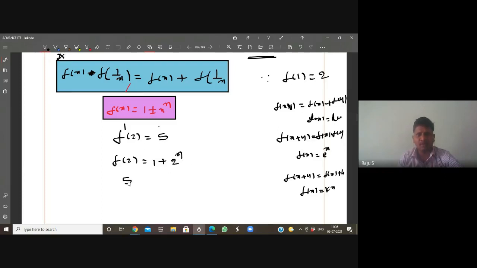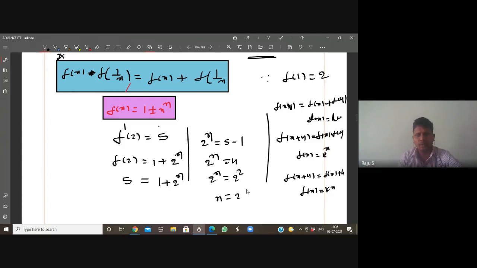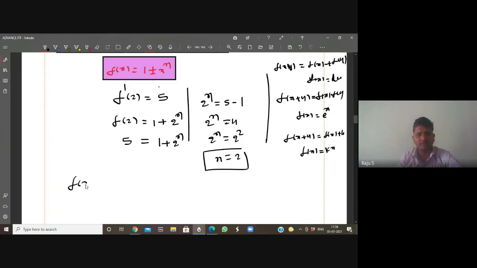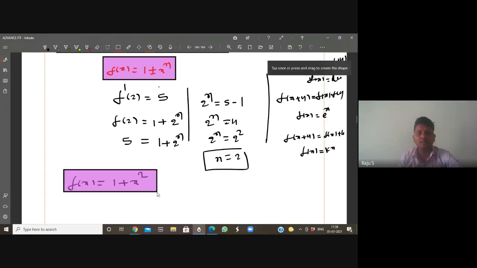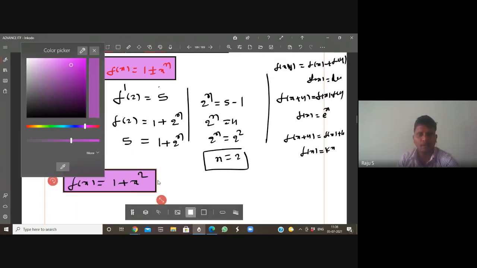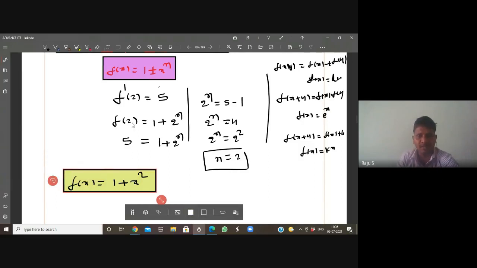f of 2 value is already given as 5, so 1 plus 2 power n is 5. So what is the n value? Here 2 power n is equal to 5 minus 1, that is 2 power n is equal to 4. 4 can be written as 2 square, so n value is finally 2. We got the n value also. So what is the required function? f of x is clearly equal to 1 plus x square. Yes, we found what f of x is.